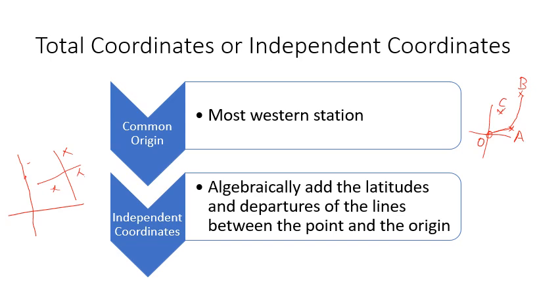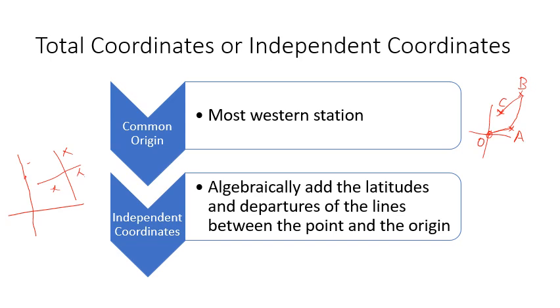Similarly, the total coordinate of C can be obtained from algebraically adding the coordinate value of the origin position and the latitudes or departures of all the lines which are in between the origin and this point C. So we have the lines OA, AB, BC. You find out the latitude of OA, latitude of AB, latitude of BC. Algebraically add them. Along with that, you add the latitude of the origin point, which is given. So that will give you the total coordinate latitude for C.